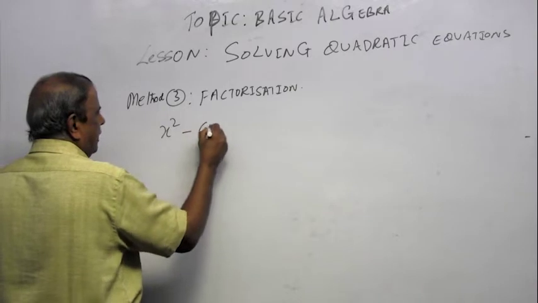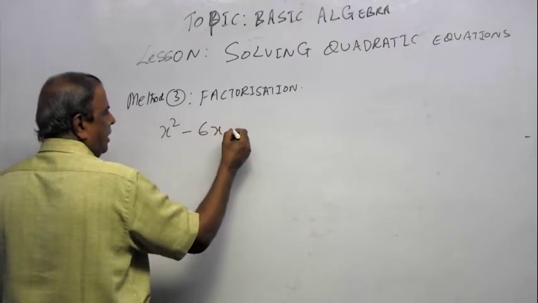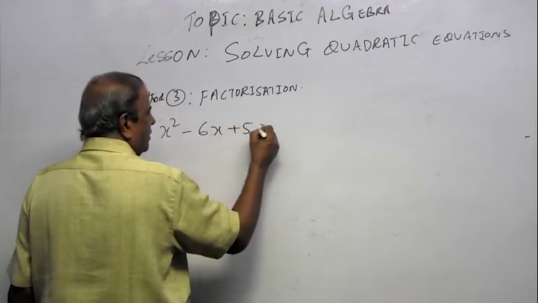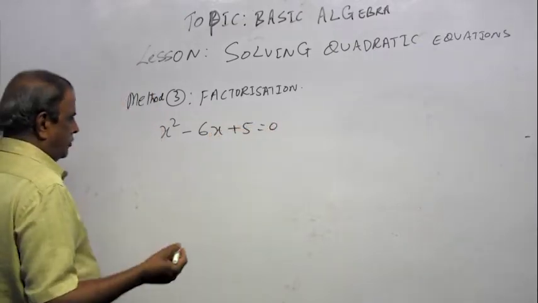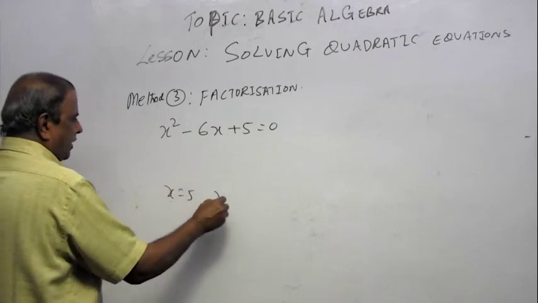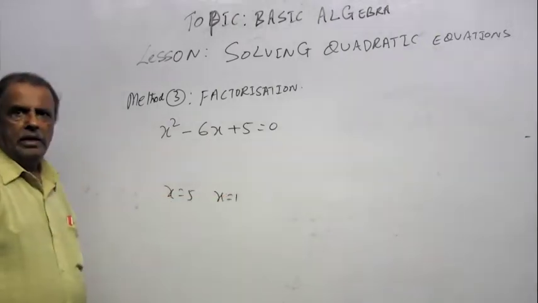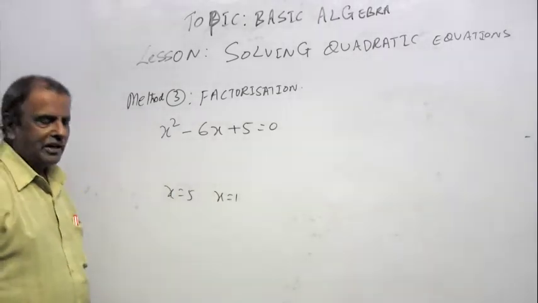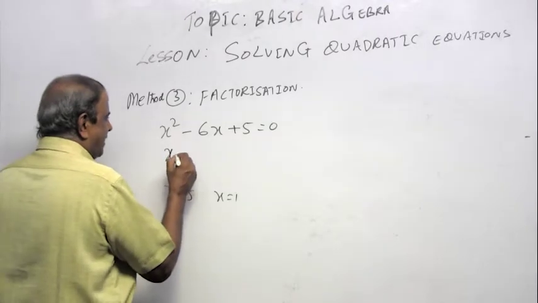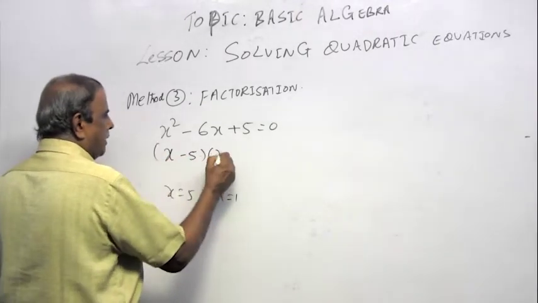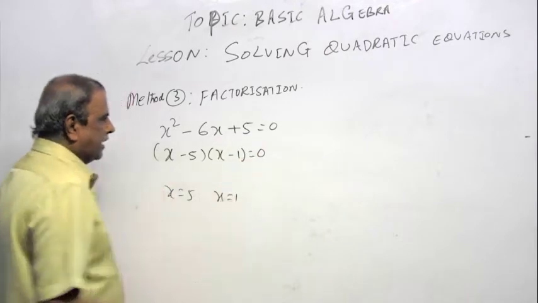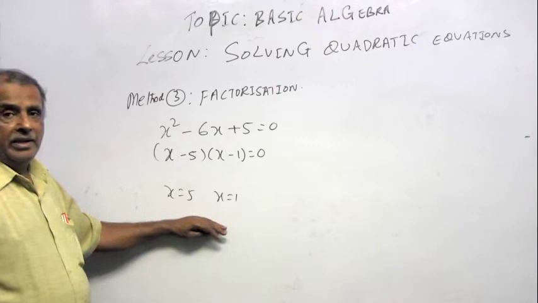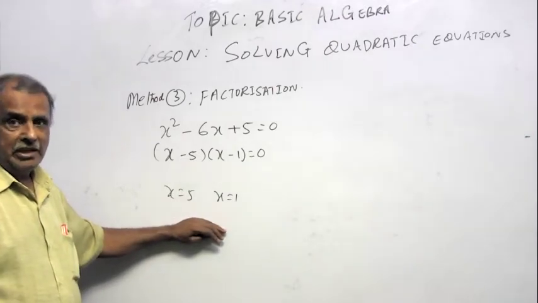This everyone knows, of course. x squared minus 6x plus 5 equal to 0. Straight away, students will write x equal to 5, x equal to 1. If you write that at GCSE, full marks, 4 out of 4 or 2 out of 2 or 3 out of 3. But at A level, we have to show this step. Please, whenever you factorize, show your factors. Don't blindly write the answer because this comes directly from the calculator.